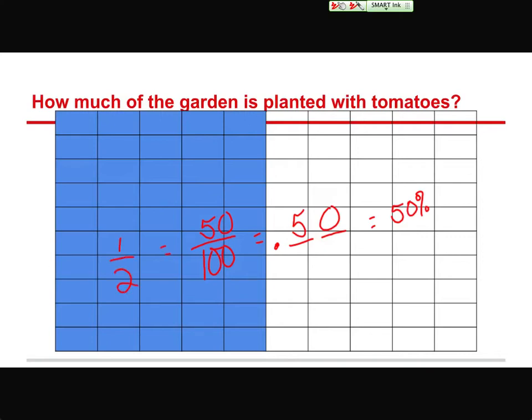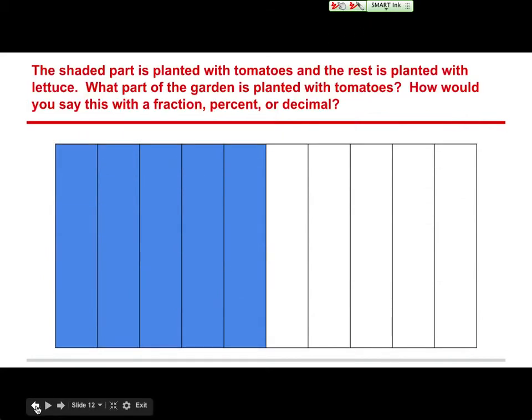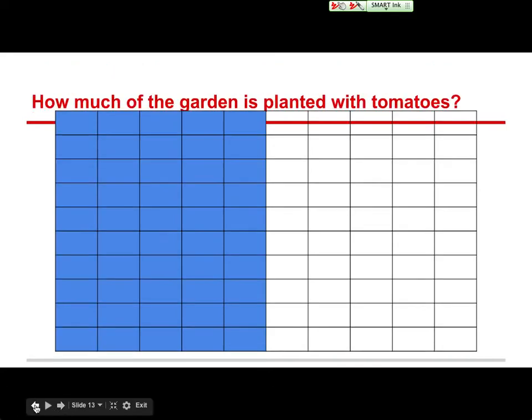Cody, hit the back button, please. No, don't clear the ink. It's okay. Is there anything different about this? What's different between this one and move forward? Is the amount that's covered with tomatoes different? Is the amount of total space different? Kennedy? But the amount of total space.